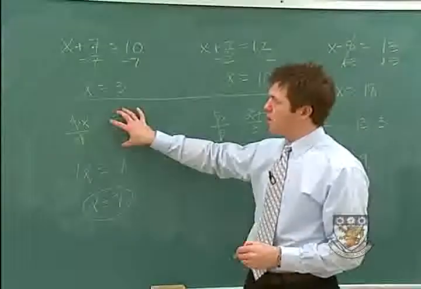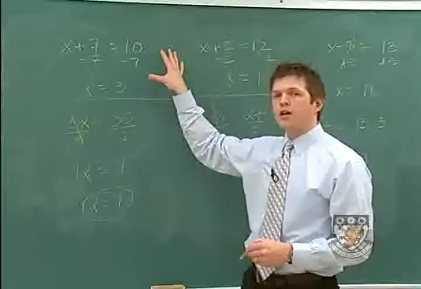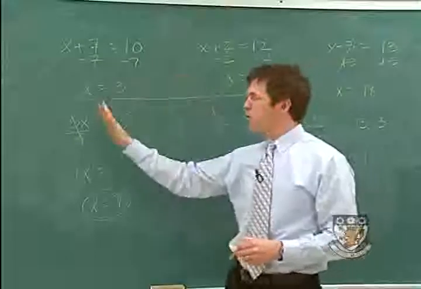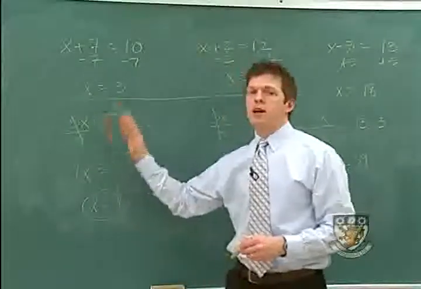So we never look at these numbers over here on the other side of the equal sign to try to figure out how we're going to solve. We always look at x. What do I need to do to get x by itself?